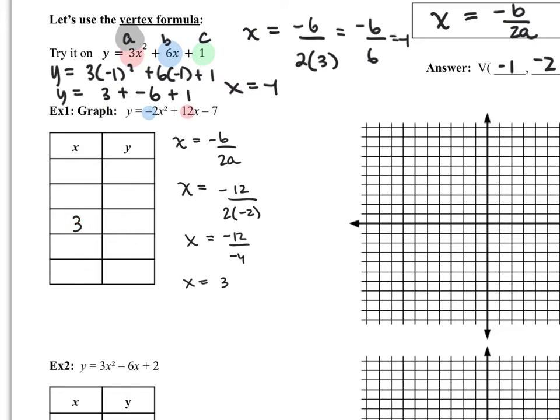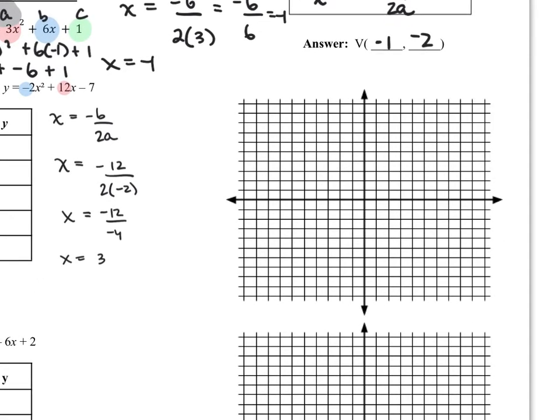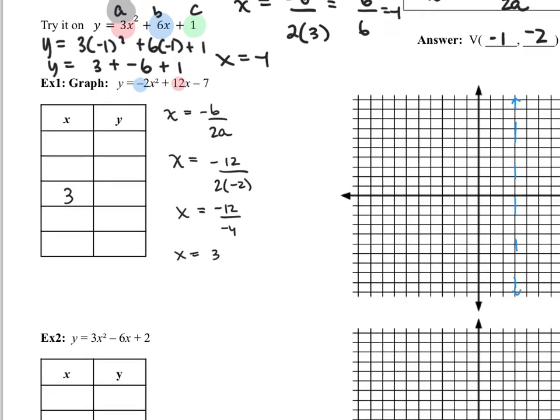So I can actually come over to my graph, and I can add my axis of symmetry of 3 as this vertical line here. So I know that somewhere along this line is going to be my vertex. I also know that from there my parabola is going to face downward and be narrower than the parent function.